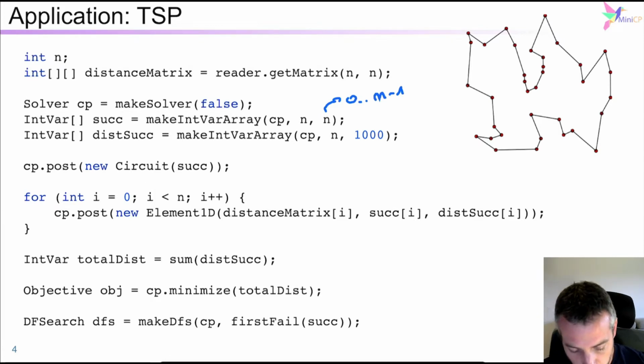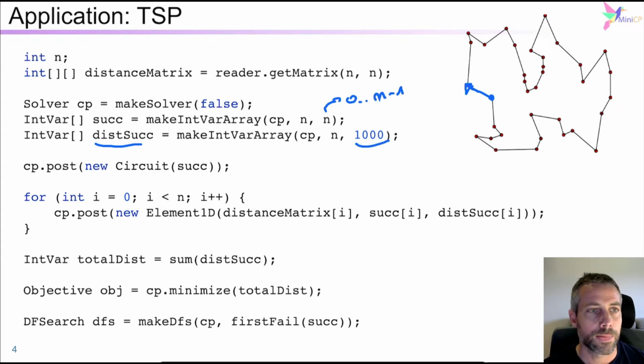Then we compute, for every city, the distance to the next city. This is what will be captured here, and we put a large value like 1000 to say that the distance to the next city is less than 1000, and that's enough for this small demo. Then we post the Hamiltonian circuit constraint. And of course, we need to make sure that these entries in the distance of the successor are correctly computed.